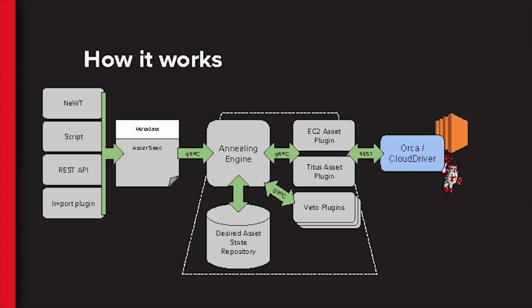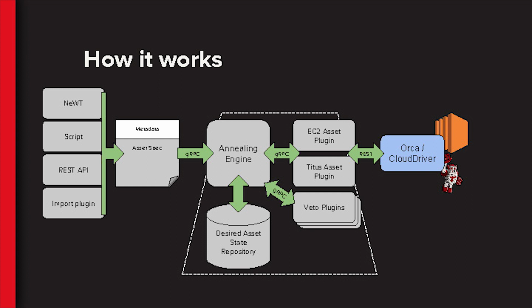And then, when it detects a difference, it will talk to plugins designed to communicate with different clouds or whatever you can imagine. The primary ones we're working on obviously are EC2 and Titus. So it will be able to instruct those to get the current state of this particular asset, or go make the asset look like this. And under the hood, the existing ones we're working on right now will just be talking to Orca and CloudDriver.